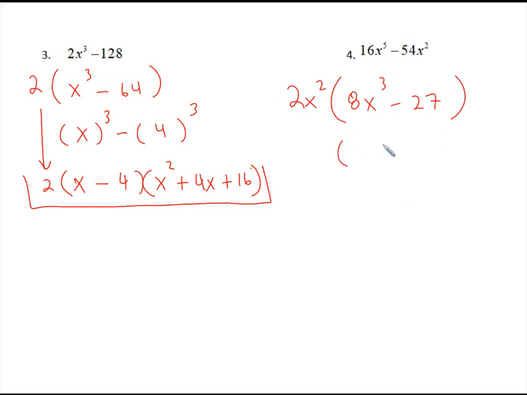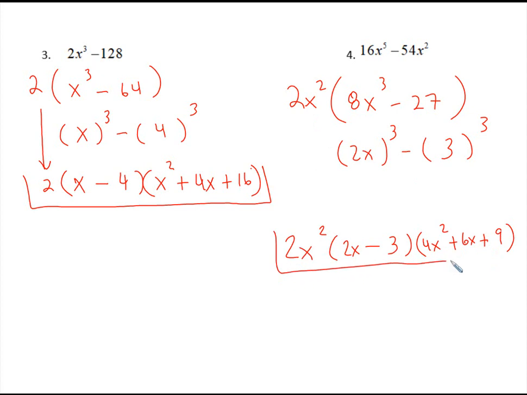Now, it looks like I can get this to fit the format of a difference of cubes. So then I have 2x here and 3. So my binomial and my trinomial, let's put in the signs: same, opposite, always positive. So I'll have 2x and 3 here, square the 2x, 4x squared, multiply the 2x and the 3, 6x, 3 squared is 9, don't forget my GCF, 2x squared. That would be your final answer there, completely factored out.